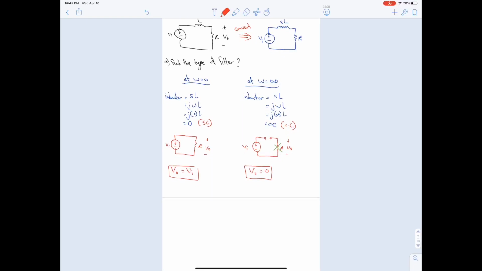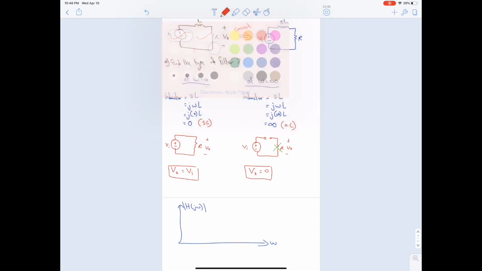Okay, so here we have the magnitude with respect to omega. At omega equal to 0, what is the magnitude? Now, magnitude is V output over V input, which is equal to 1. How did I get this? Let me do it all over again.